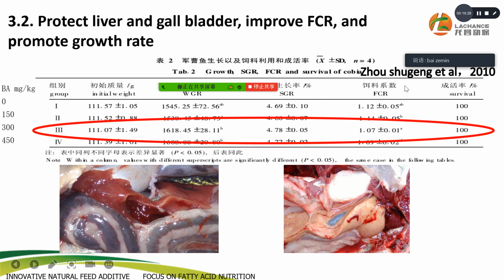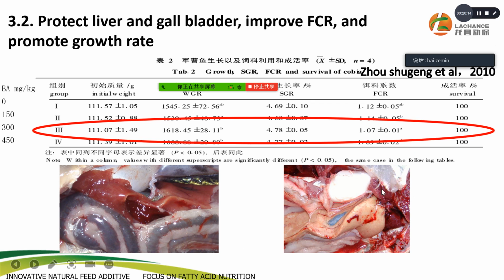This is done by other researchers from one of the universities in China. When we add 300 grams of bile acid per ton of feed, the initial weight is similar, 111. But finally, we found after the trial, the final weight increased almost 10%. SGR also increased around 8%, and the FCR dropped 10%. But because this cobia is very hardy, I think this is the reason why the survival rate has no difference.